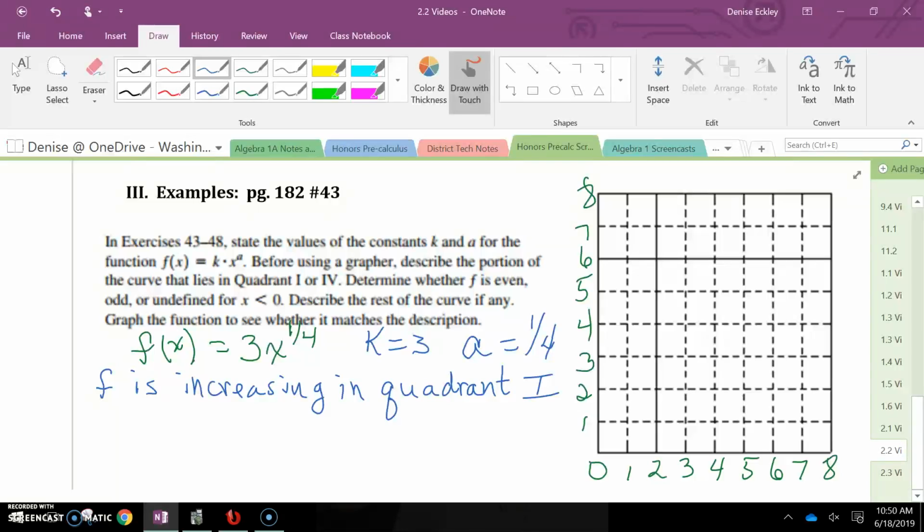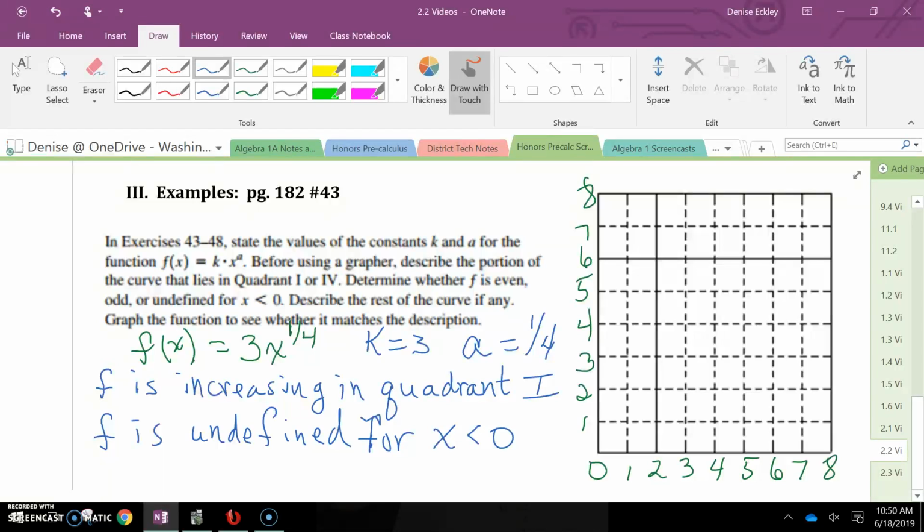quadrant 4, but what we will see is that it is undefined for x less than 0, because you can't take the 4th root of a negative number. So we're going to write that f is undefined for x less than 0.